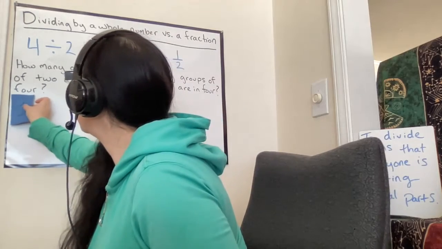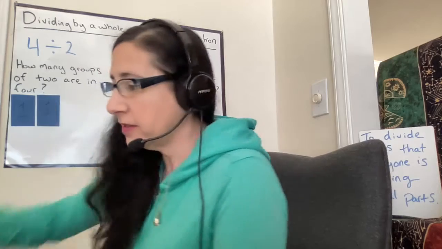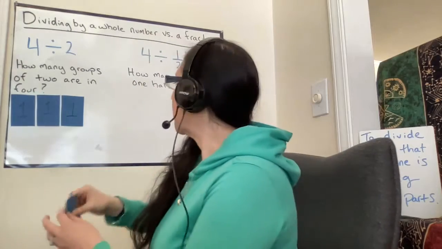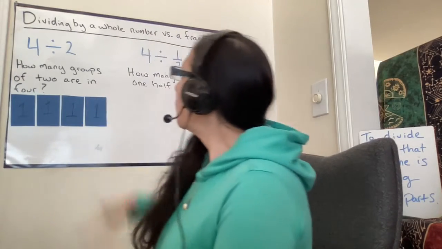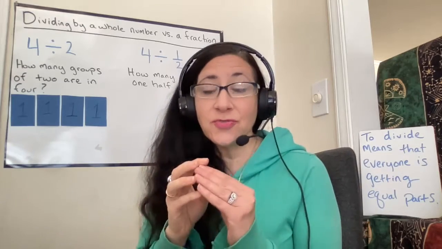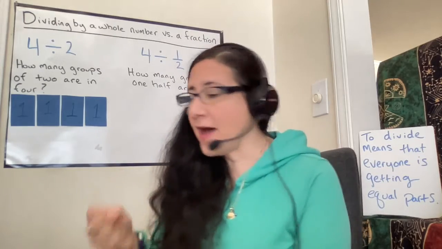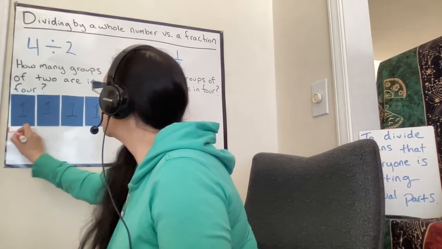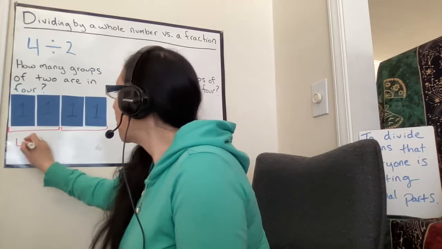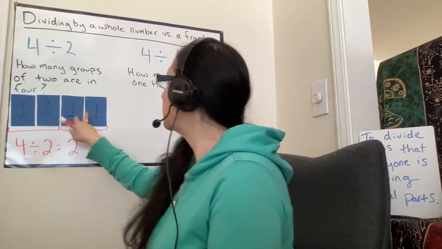Let's say I have 4 objects, whatever they are. In this case, I've just created some rectangles, okay? 1, 2, 3, 4. Okay, so what I want to do is divide these 4 rectangles into groups of 2. And then I want to write down, how many groups do I have? So I have here one group of 2, and here's my second group of 2. So 4 divided by 2 equals 2, because there are 2 groups of 2 here.